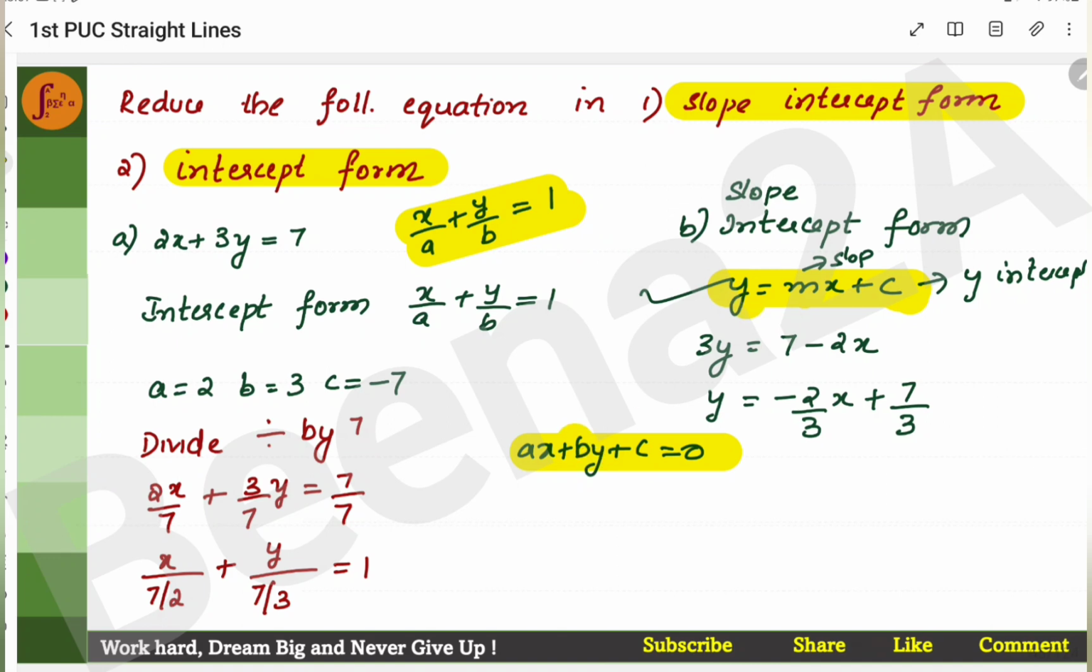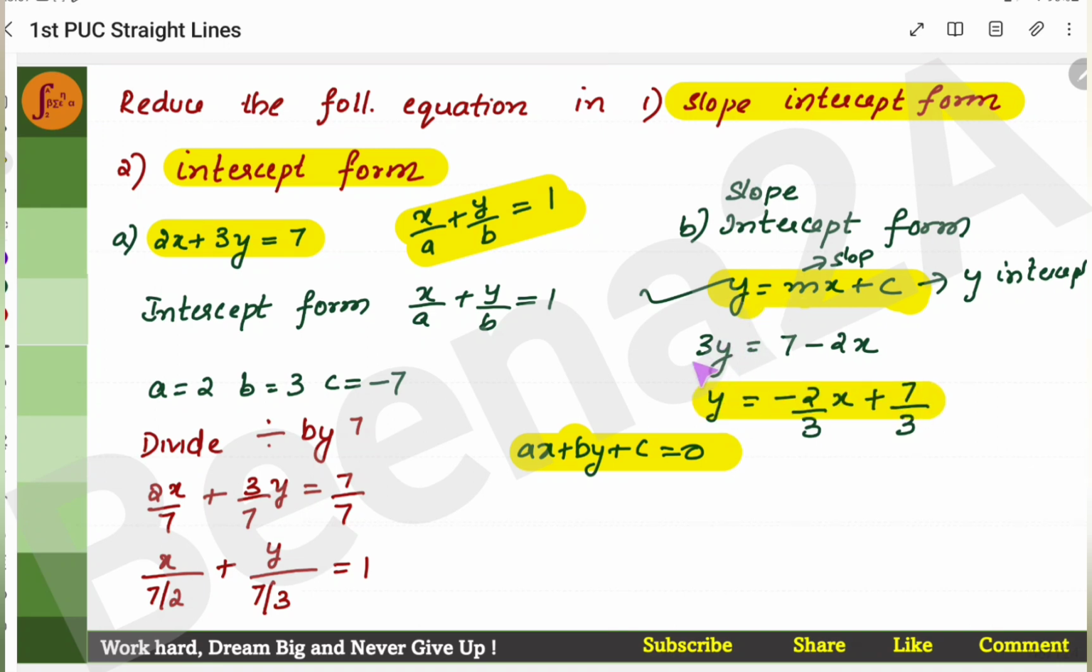That's all. Now if you look at this example, 2x plus 3y is equal to 7. You have to get it in slope-intercept form. So we'll have to use slope formula. y is equal to mx plus c. So you take this equation, you get it in this form.